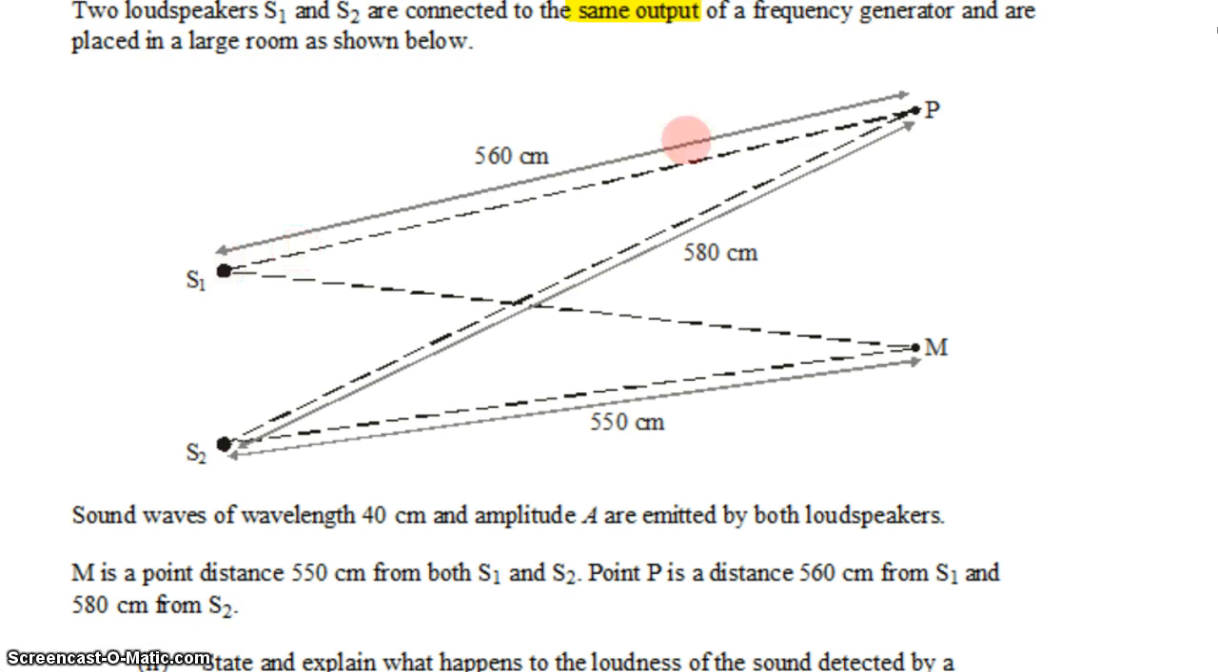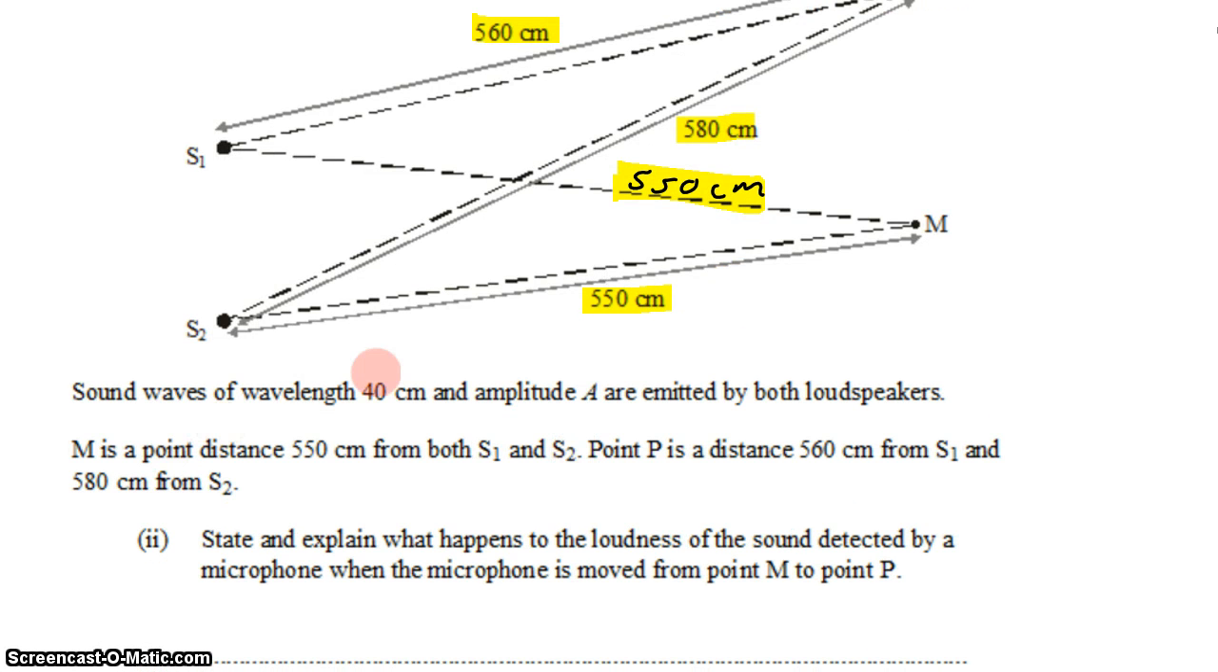The distance from S1 to P is 560 centimeters. The distance from S2 to P is 580 centimeters. The distance from S2 to M is 550 centimeters, as is the distance from S1 to M. That's also 550 centimeters. It didn't say so in the diagram, but it does say so right here. M is a point that's a distance 550 centimeters from both S1 and S2.